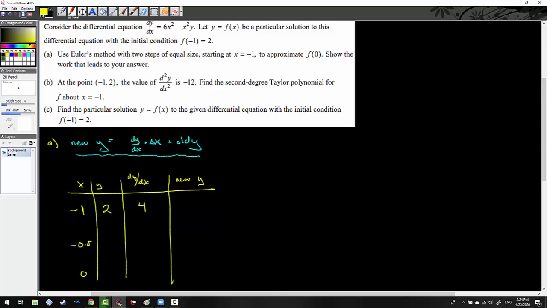Once you plug all of that stuff in, you will end up getting the number 4. And then your new y is going to be dy dx, which is 4, times delta x, which is 1/2, and then plus old y, which was 2. That will get you the number 4, which goes in for your y of negative 0.5.